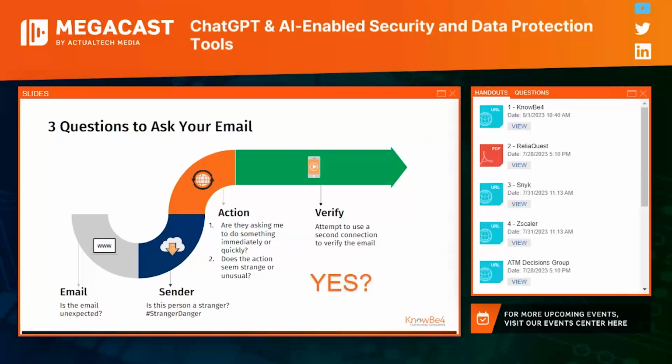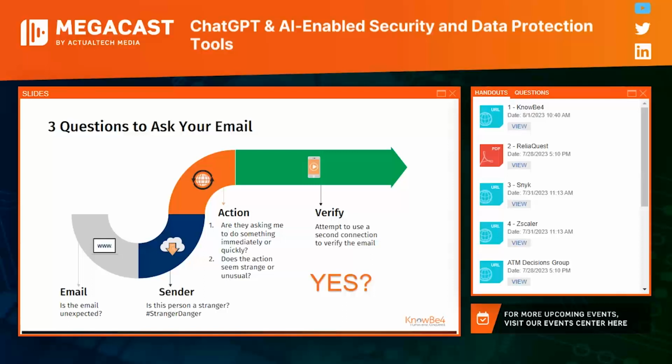Now, when it comes to email, and a lot of people freak out with regards to social engineering, there are several questions I go through. Is the email unexpected? Is this person a stranger? Are they asking me to do something immediately or quickly? Does the action seem strange or unusual? If I'm answering yes to any of these, I'm verifying the email, verifying who it's coming from, checking the address, looking at the link, making sure it's not a malicious link, making sure there aren't characters transposed. If it's something I can go back and verify with the person, I ask, hey, did you mean to send this to me? And check with them.